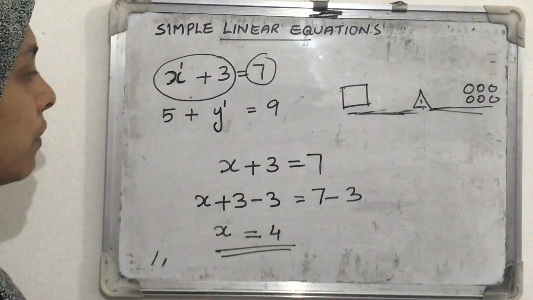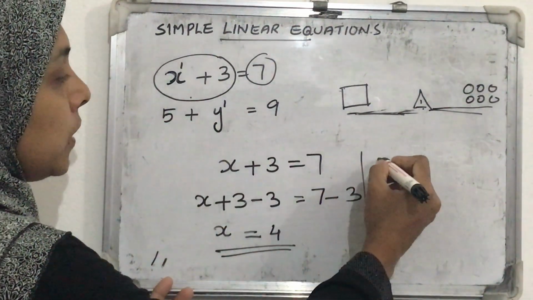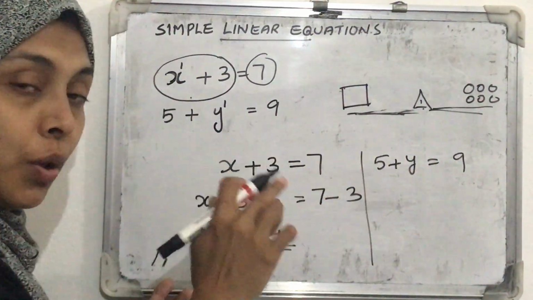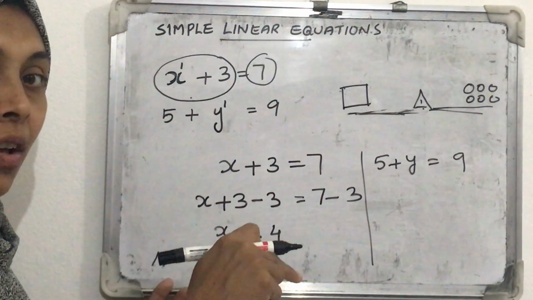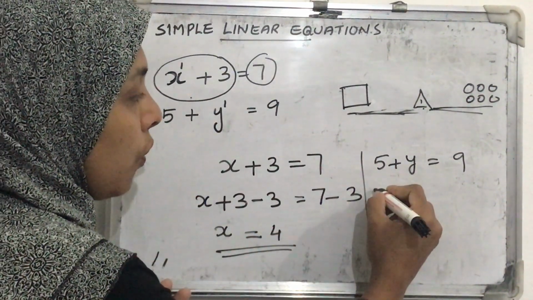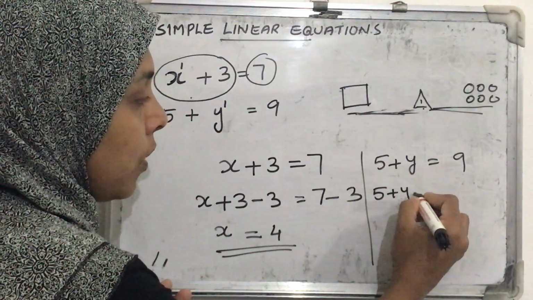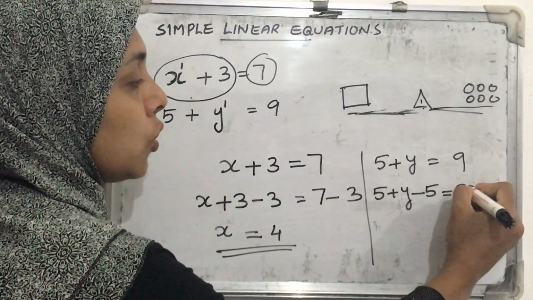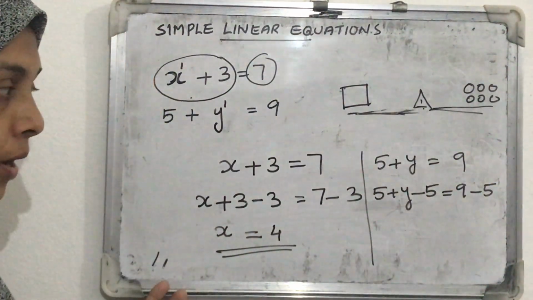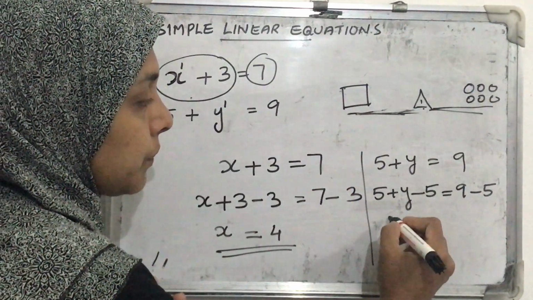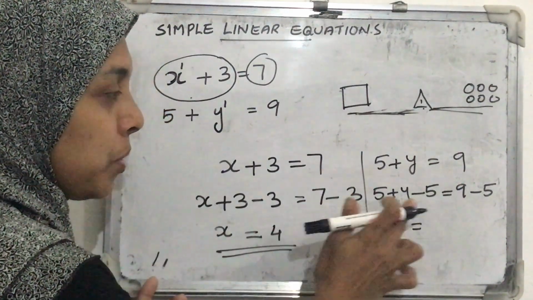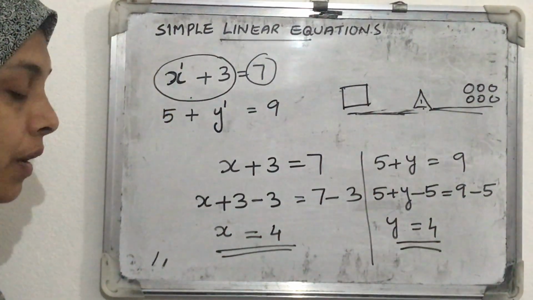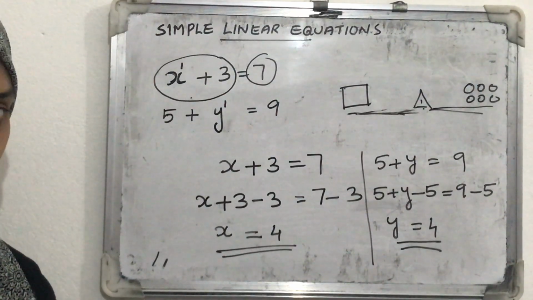Now look at this question: 5 plus y equal 9. Which number should we remove from this to find the unknown y? 5. So we write 5 plus y minus 5 equals 9, and the same number we remove from the other side also, so minus 5. So y equals 4, since 5 minus 5 is 0. In this way we can find the unknown values.